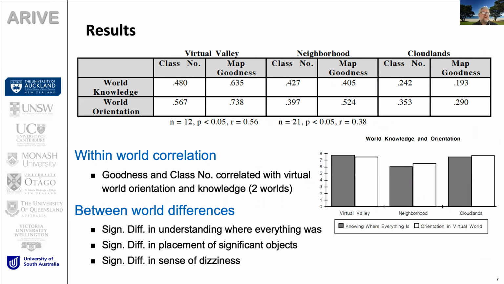And here's some results we found. Basically, what we found is we asked people how oriented they felt in the virtual world and how much they felt if they knew where everything was. And you can see that on the bar charts there. And we found a correlation between that and how good the map was, and also how correctly oriented objects were in the map and placed in the map. And there was also a significant difference between the subjects understanding where everything was and in placement of objects, and also in their sense of dizziness.